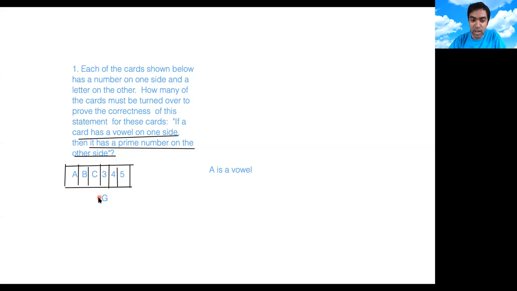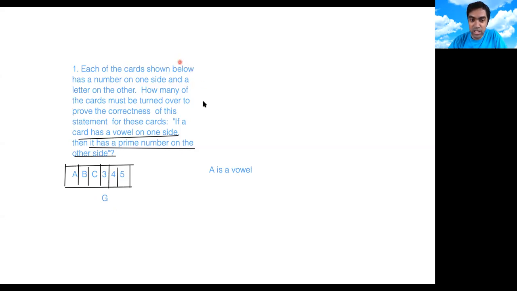So if it didn't have a vowel on this side, then we don't care if it had a prime number on this side or not, right? We did the same thing for B and C. We said it doesn't matter what's on the other side, right? So if this had a G on the other side, then it didn't actually matter whether this was prime or not, right? And the other way, if it had a vowel on this side, then also it didn't matter, right? Then it already had a prime number and it's fine, right? Does that make sense?